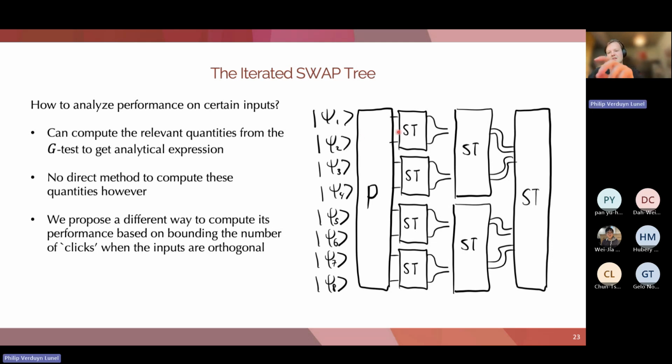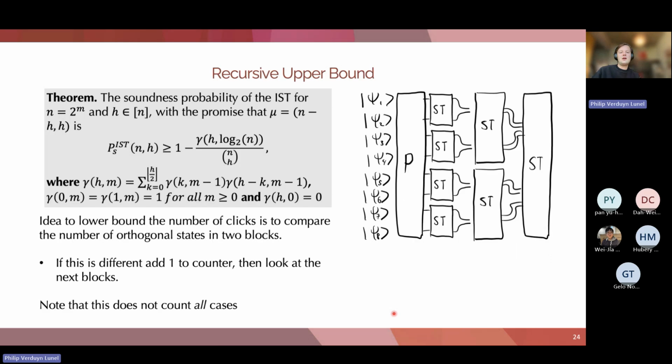Count how many of these events there are where the inputs are actually orthogonal, these input legs to a swap test, how many of them are actually orthogonal. And we propose a recursive way to compute the number of these clicks. And actually, we don't compute that exactly. We give a lower bound on the number of these clicks. And it sort of makes sense.